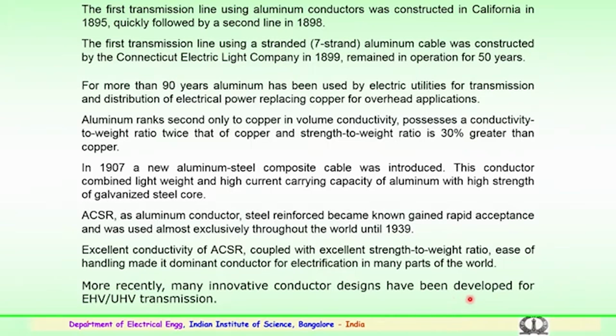Aluminum conductor steel reinforced gained rapid acceptance and was used almost throughout the world until 1939. With its excellent conductivity, coupled with excellent strength to weight ratio and ease of handling, the ACSR conductor was used for electrification in many parts of the world.